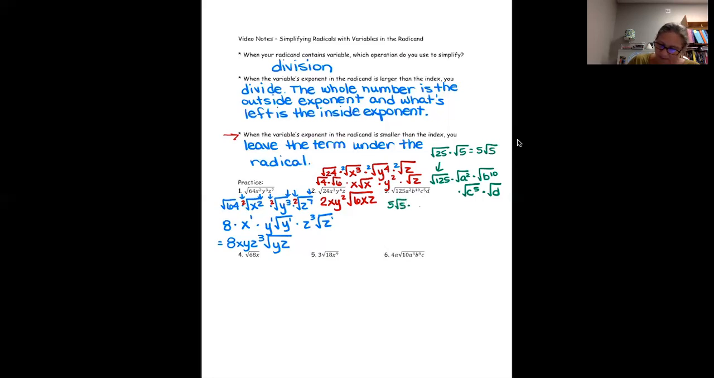times square root of a squared is a, square root of b to the 10th is b to the 5th. 2 goes into 5 2 times with 1 left over times the square root of d. 5ab to the 5th c squared square root 5cd.